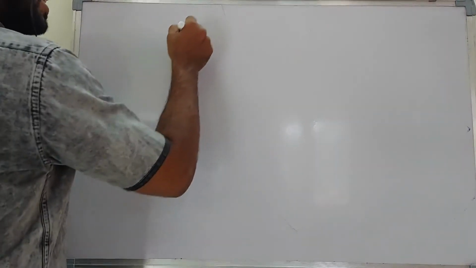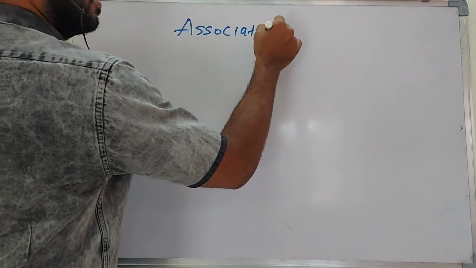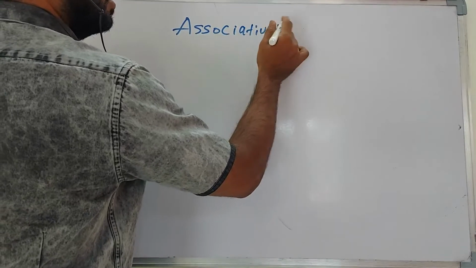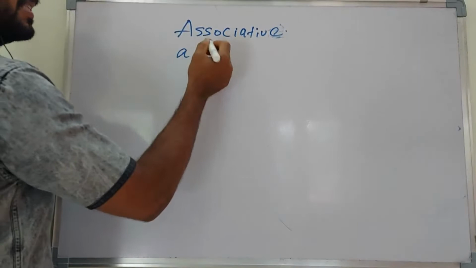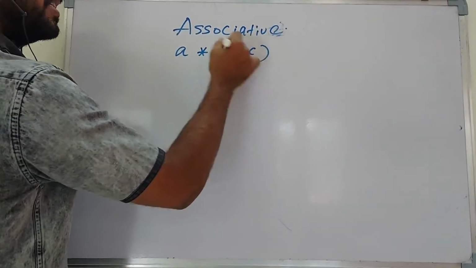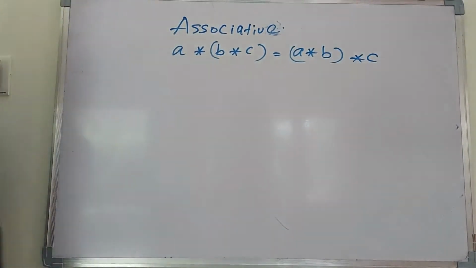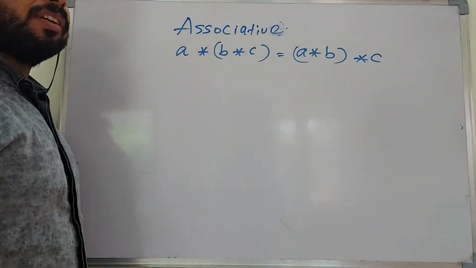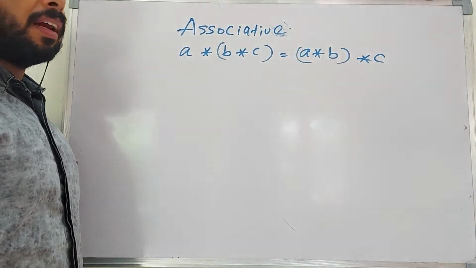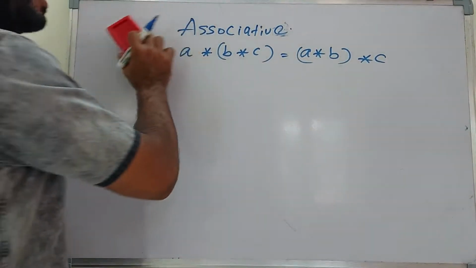We define associativity. Associative property: for any three elements A, B, C, A star (B star C) is the same as (A star B) star C. We can show that subtraction is not associative, but addition is associative in the set of real numbers. This is the associative property. Next one, the existence of an identity element.